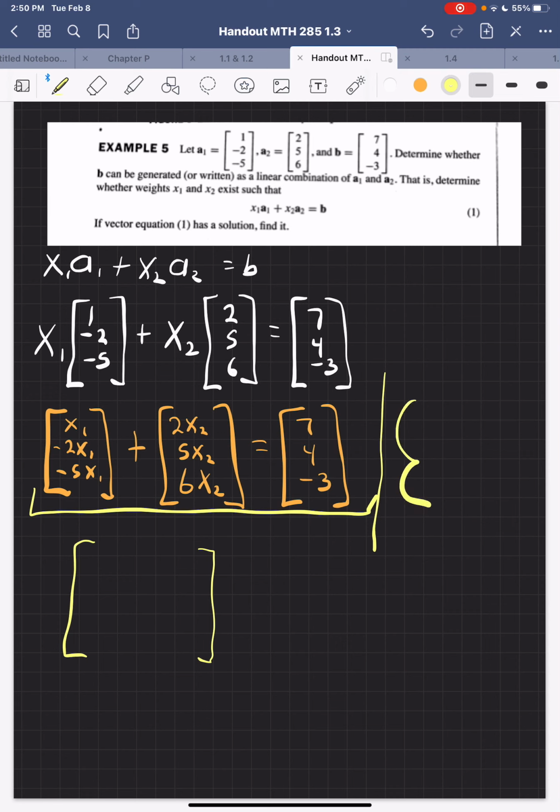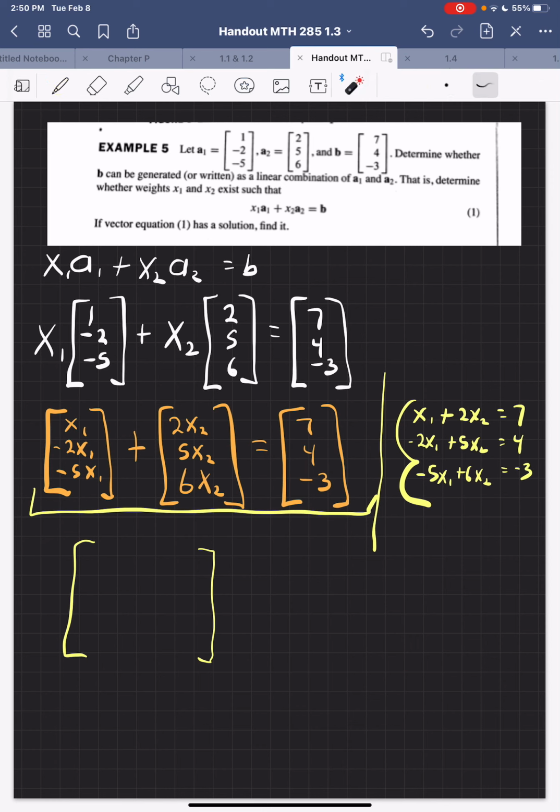This is an optional step, right? You don't have to do this, say, for your tests. It's just easier to visualize how we get to the matrix if I place it back into a system first. And negative 5x sub 1 plus 6x sub 2 is equal to negative 3.